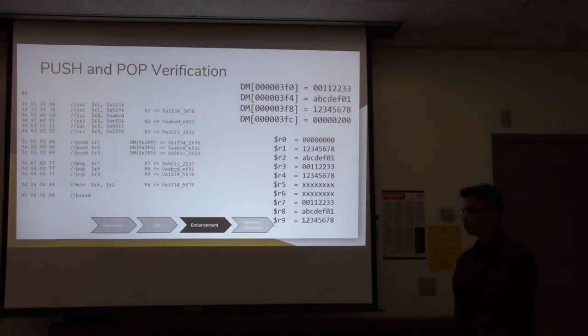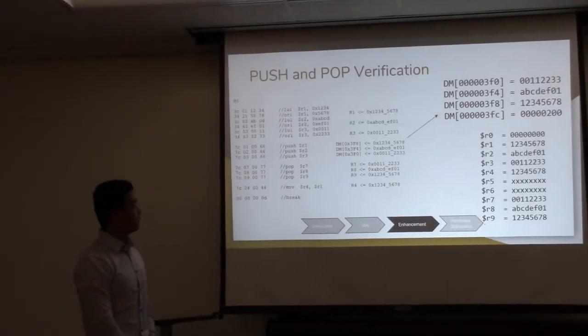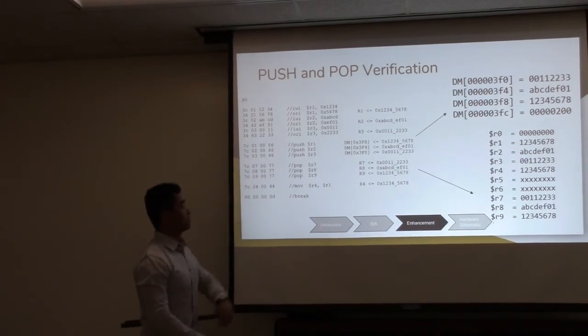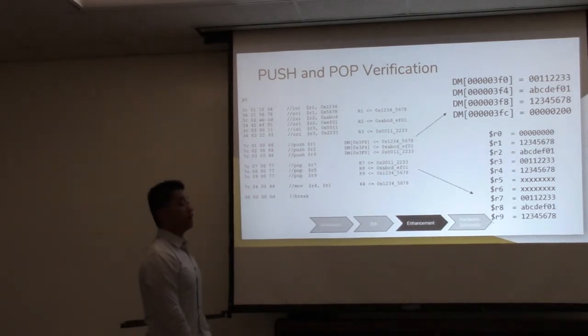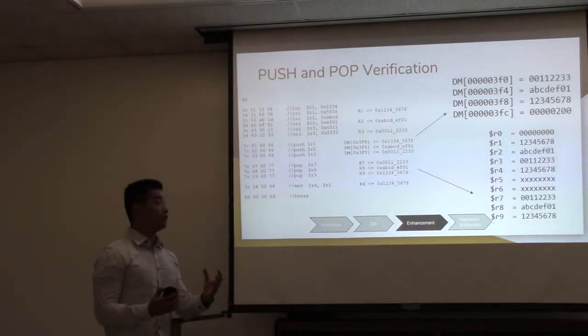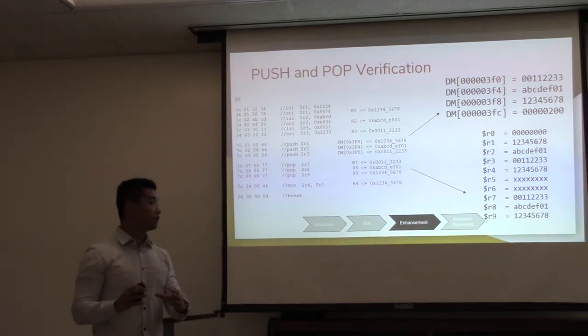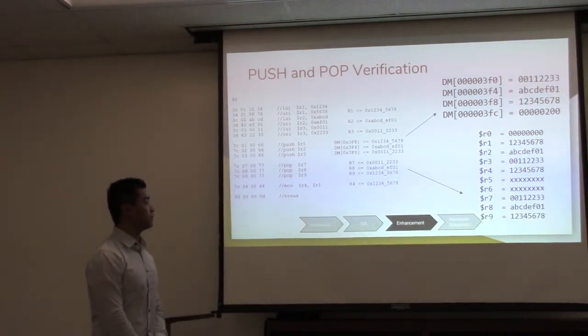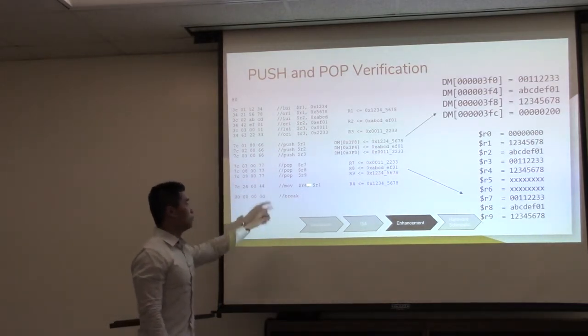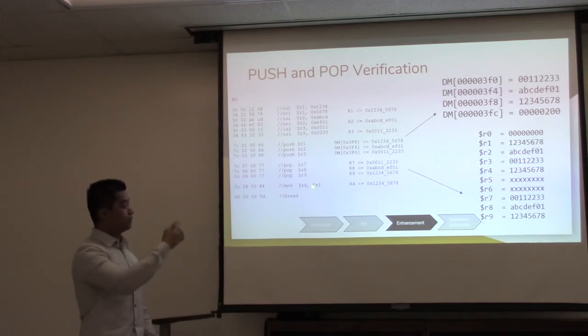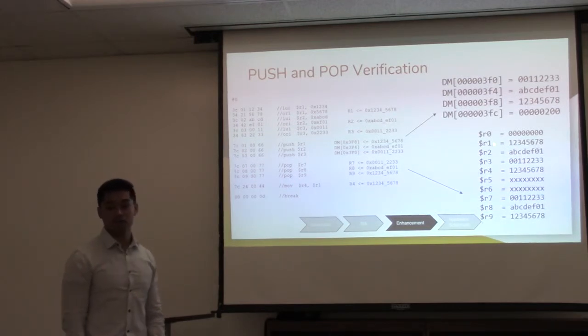And then in the push and pop verification, we have initialize R1, R2, and R3. And then for the push, we are pushing the data from the register onto the data memory module as specified. And then we're also popping it out so to have the data available at the data memory in order to put it back onto the register 7, 8, and 9. And then lastly, we are doing a move to guarantee that the push and pop have successfully been executed.